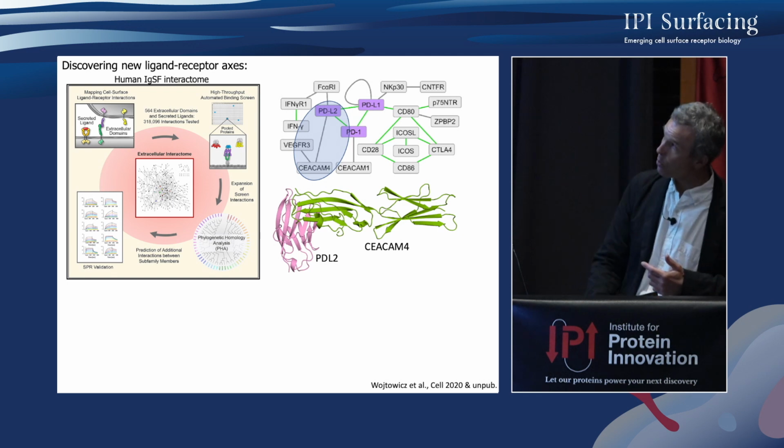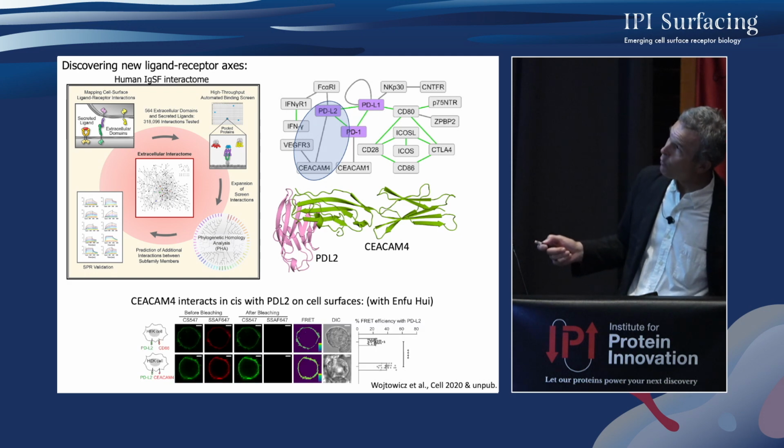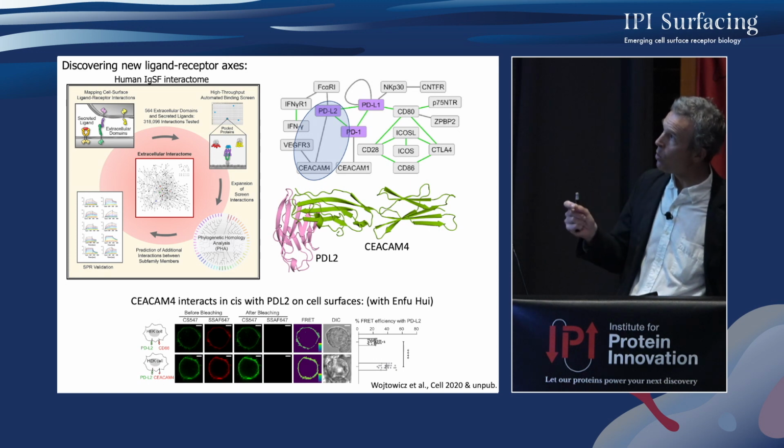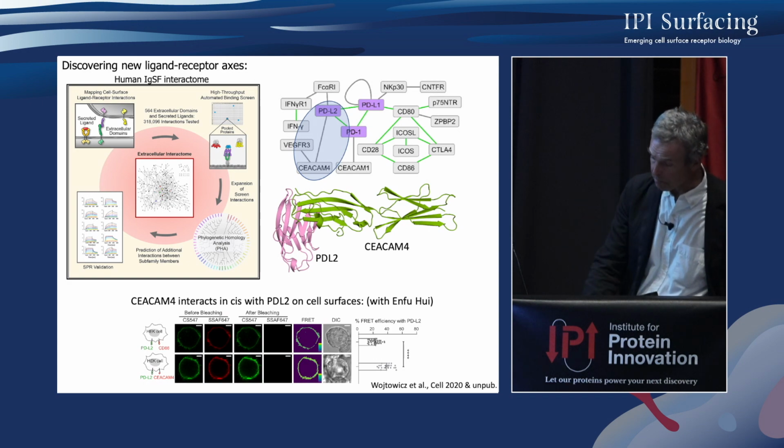One bit of data I'll show you, we're collaborating with Enfu Hui at UCSD, and we can see that CCAM4 and PDL2 are expressed on the same cell surface on monocytes, and they form cis interactions. You can see here, this is by a FRET assay, cis interactions on cell surface. So we're thinking maybe CCAM4 serves as some sort of decoy on the cell surface to tie up PDL2 and maybe inhibit it from activating PD-1. But this is just the beginning of where we're going with this.